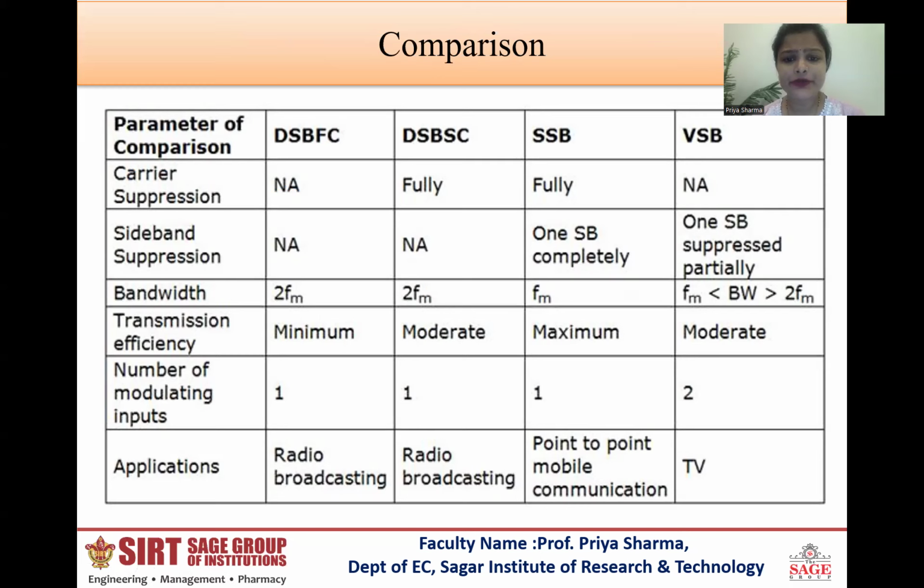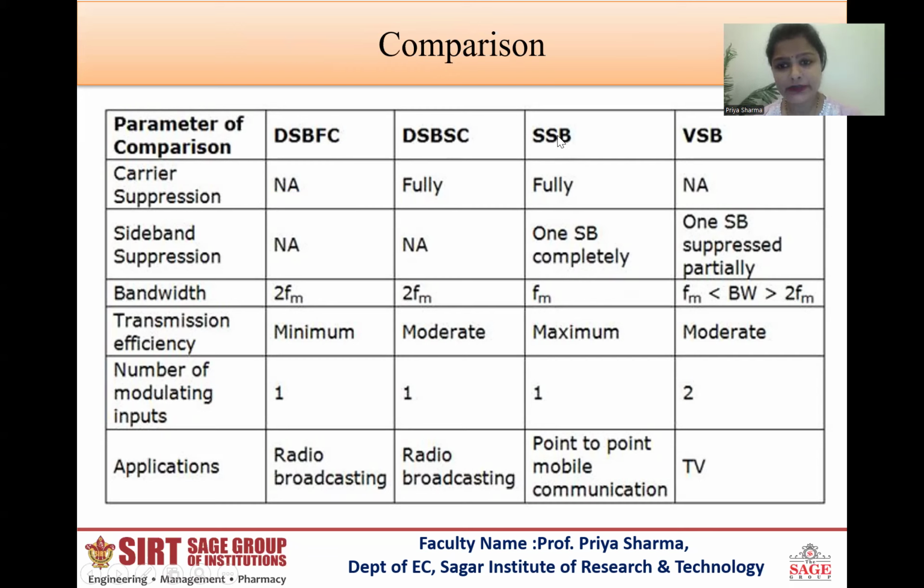Comparison of the various amplitude modulations which we have discussed till now is converted to a tabular form, which is easy for students to learn. Carrier suppression in DSB-FC doesn't take place. In DSB-SC, it is fully suppressed. In SSB, it is fully suppressed.